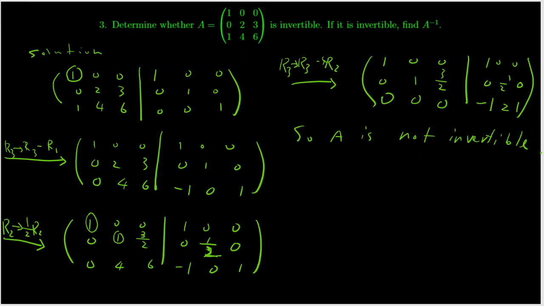After you answer A is not invertible, you do not need to compute the inverse of A. A has no inverse. It makes no sense to compute the inverse of A. So that makes sense. Then you stop here. We're done with question 3. Any questions?